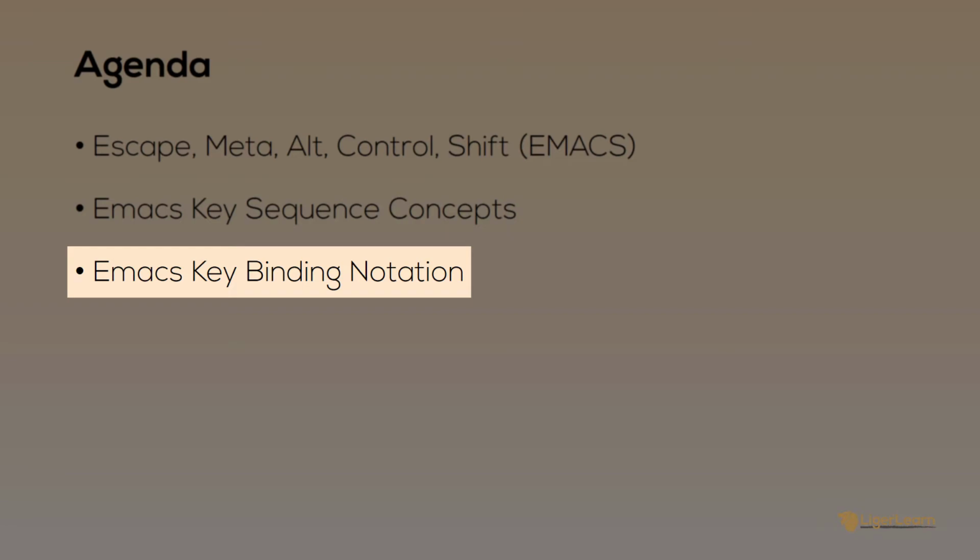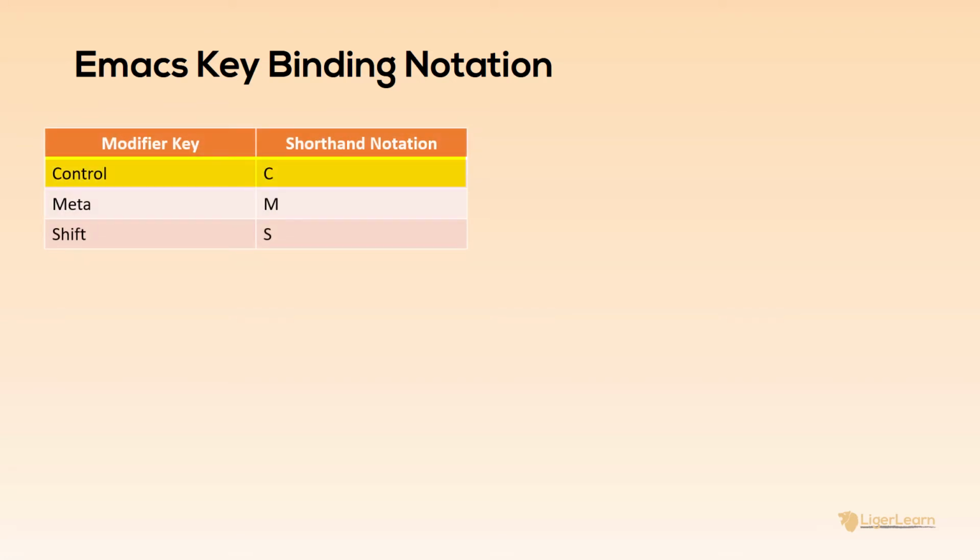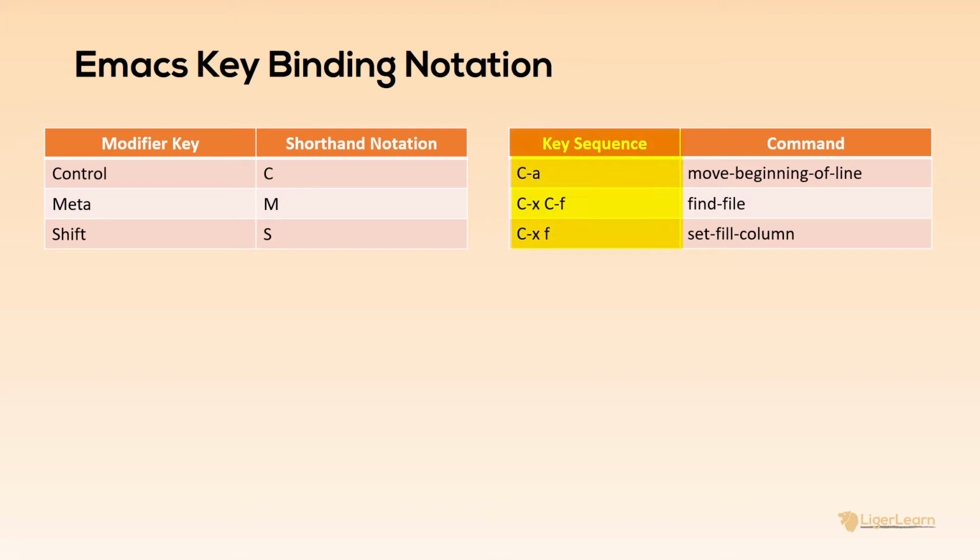I mentioned earlier that there are 3 main modifier keys which you will use within Emacs to enter key sequences: Control, which is given the shorthand notation of capital letter C, Meta, which is given the shorthand notation of capital letter M, and which you can insert using the Alt key, and Shift, which is given the shorthand notation of capital letter S.